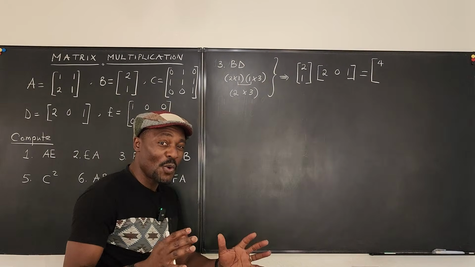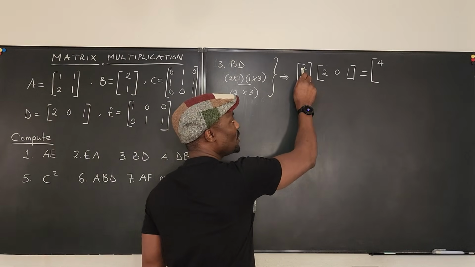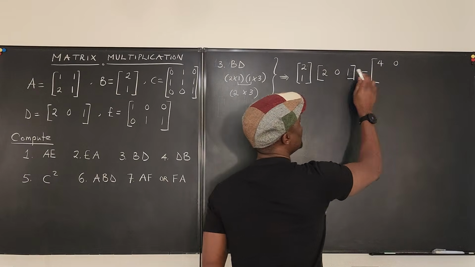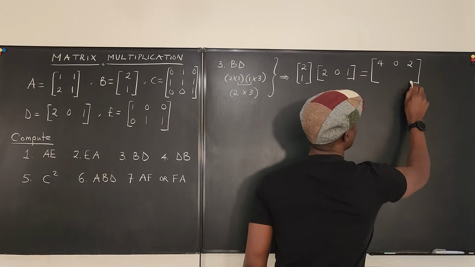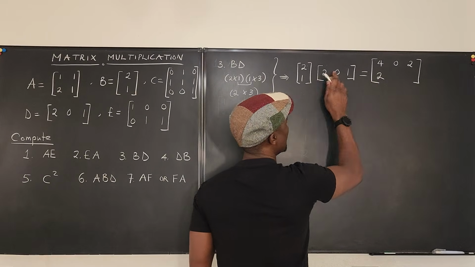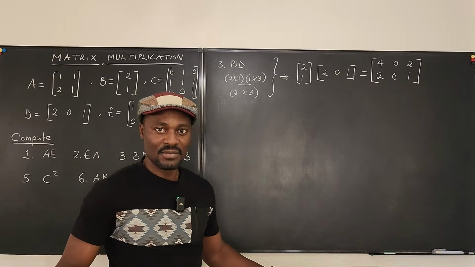Remember, you already know what your answer is going to look like. It's going to look like this. So it's going to be 2 times 2, you get 4. 2 times 0, you get 0. And you have 2 times 1, you get 2. And you go here, 1 times 2 is going to give you 2. 1 times 0 gives you 0, and 1 times 1 gives you 1. And that's it. You're done.